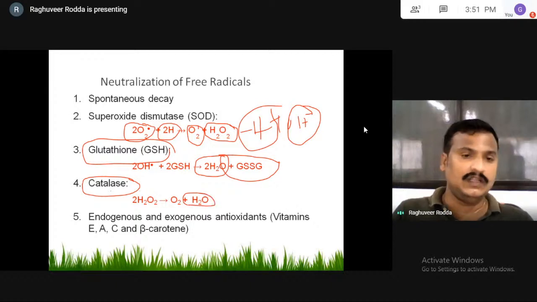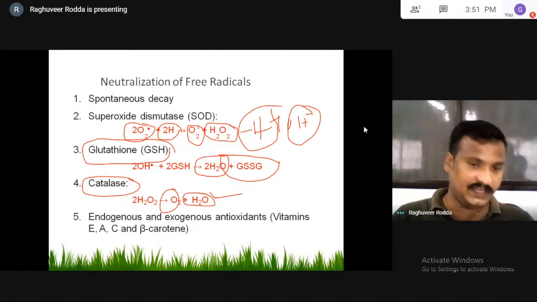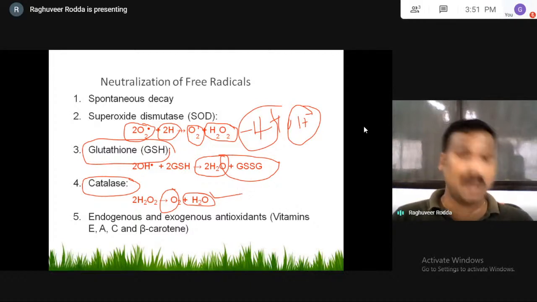H2O2 will be cleaved out by catalase, and it will produce oxygen molecules and water molecules. H2O2 will be cleaved into oxygen and water. So the cell itself tries to neutralize all the reactive oxygen species produced at the end of various biochemical reactions. Like that, every cell has its own type of free radical neutralization mechanism.